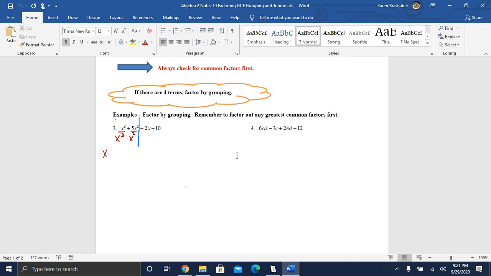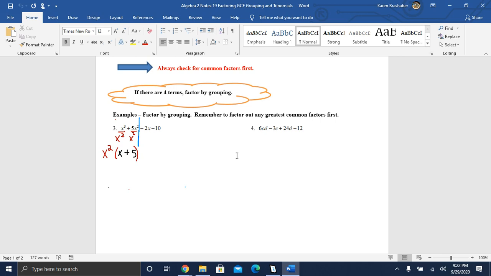So just like we did in our first 2 problems, I'll write that x to the second and then start a parentheses and do the dividing. So x to the third divided by x to the second is x to the first power plus. And then my x to the seconds will cancel, but I will still have a 5 from that term. So now I've done my first division.